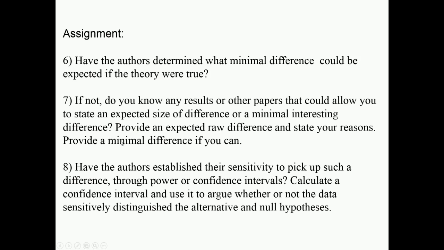But now, the more difficult question is, what's a minimal interesting difference? There's the difference you roughly expect, but then there's the minimal interesting difference. Really, there isn't an objective way of getting that. You have to reach deep into your soul and say what you feel. Maybe you can do that. Yes, meditation, that'll help. Now, have the authors established their sensitivity to pick up such a difference through power or confidence intervals? Probably not, but they might have. Some papers do. Then I ask you to calculate a confidence interval and to argue whether or not the data sensibly distinguish the alternative from the null, using those rules I've just gone through.